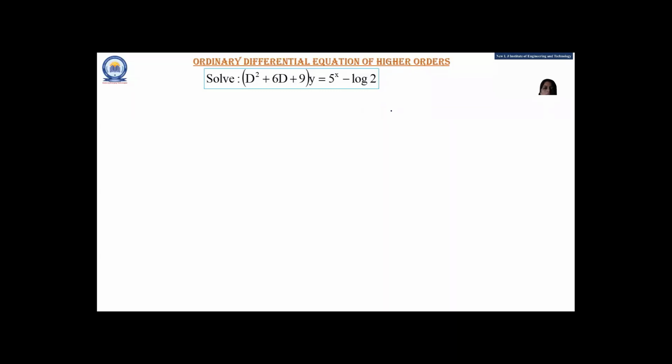Okay, good. Here, our next question is d square minus 6d plus 9 into y. So the auxiliary equation is what? What is the auxiliary equation, students? M square plus 6m plus 9 equal to 0. So what are the factors? Give me the answer in the chat box. What are the factors of this equation?